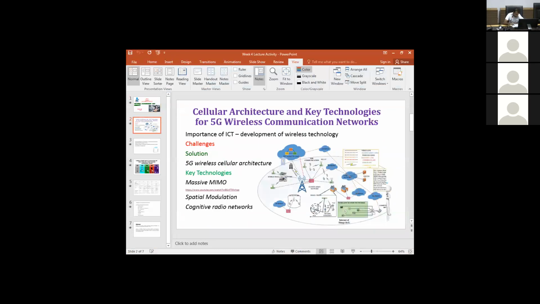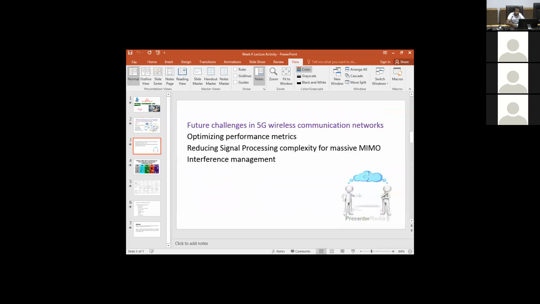Okay, so that's about massive MIMO, where multiple antennas are used to allow more information and data for reliable and energy efficient communication. It also covered spatial modulation, again using multiple antennas, and cognitive radio networks. Then the future challenges with wireless communication networks. The first one is optimizing performance metrics.